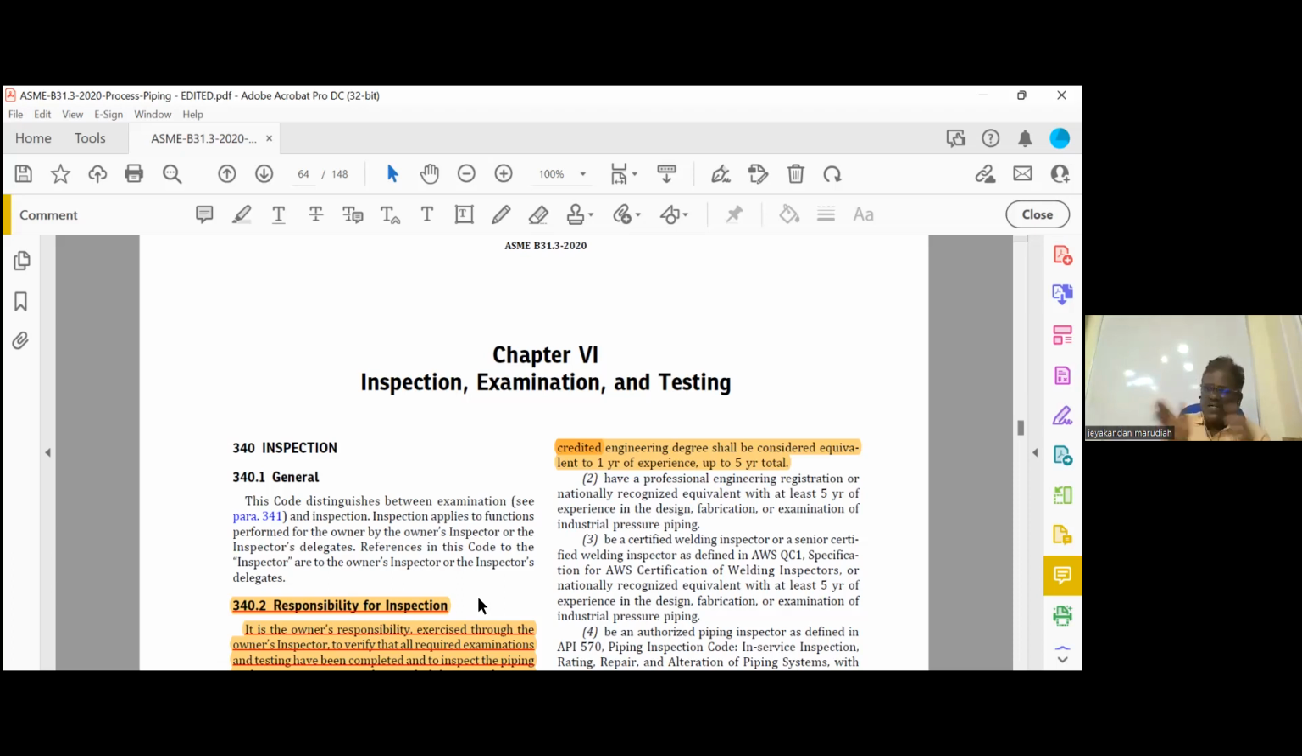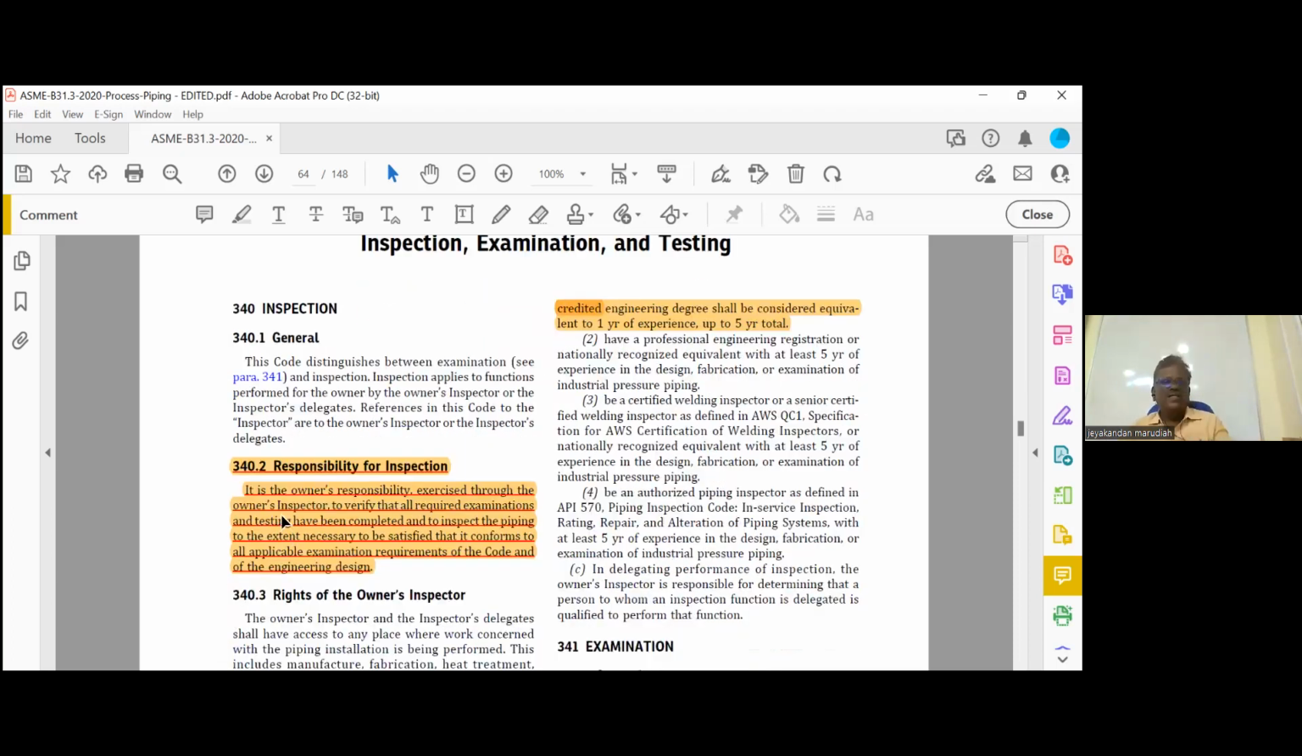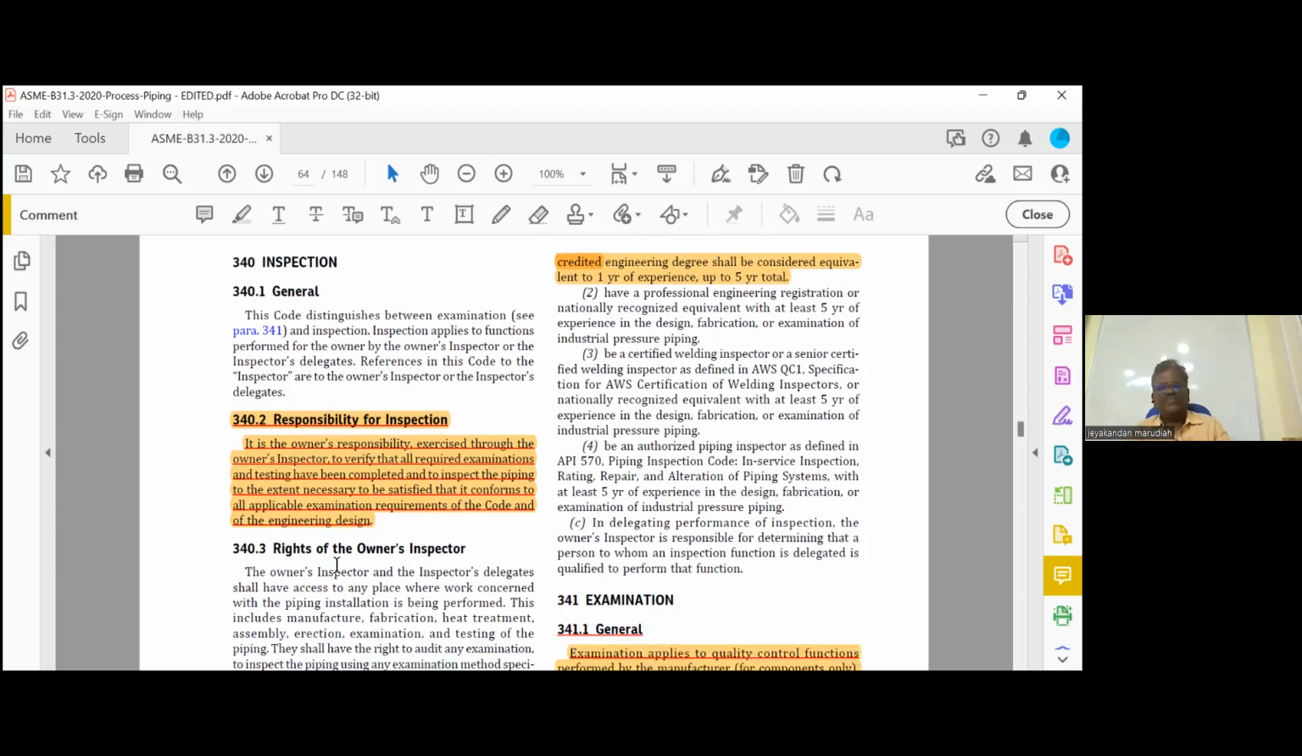So from the exam point of view, what I said, the 5%, these are the important things. We will complete up to the radiography. So highlight this one. It is the owner's responsibility, exercised through the owner's inspector, to verify that all required examination and testing have been completed, and to inspect the piping to the extent necessary to be satisfied that it conforms to the applicable requirements. Highlight that one, 340.2.